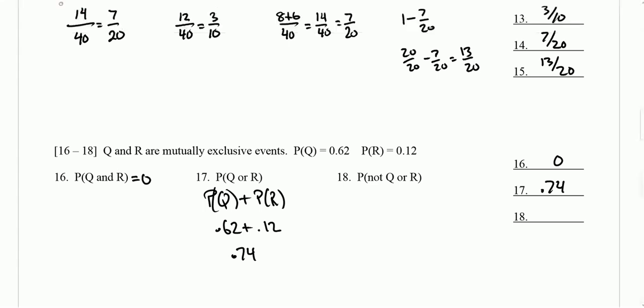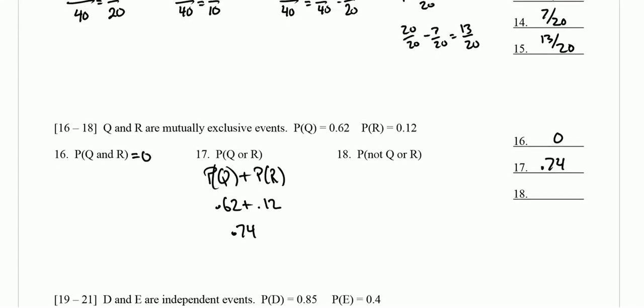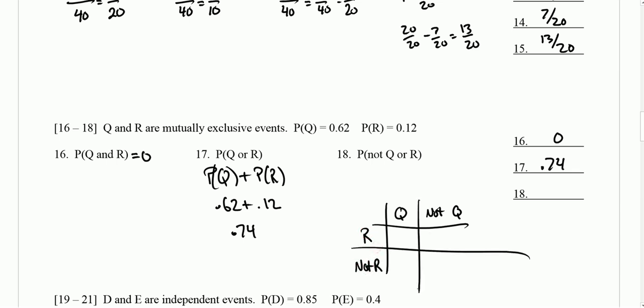Alright, so for 18, let me make a little table to help you visualize this. So we have Q or not Q. We have R, and we have not R. We said the probability of Q and R is 0. Probability of R, they tell us, is 0.12, so this is 0.12 here, because 0 plus 0.12 is 0.12. Probability of Q is going to be 0.62, so this is 0.62 here.